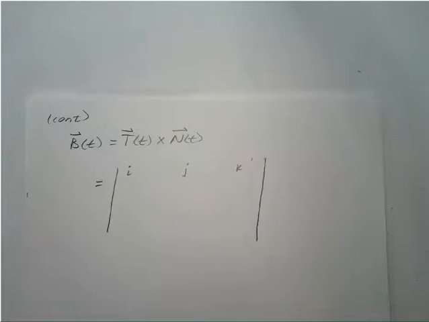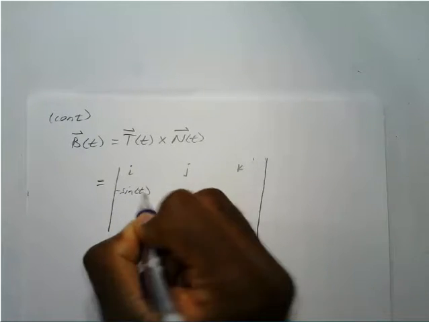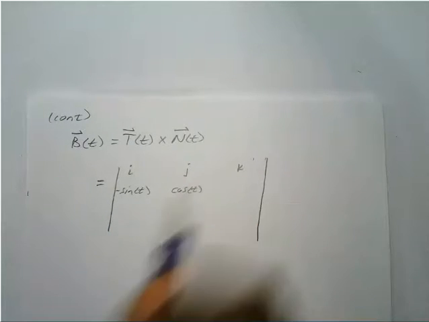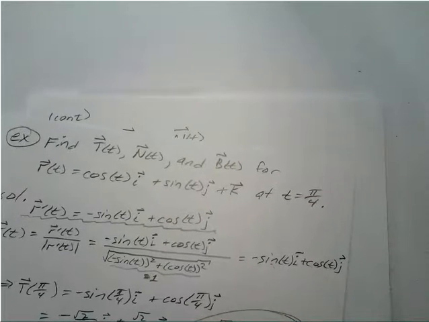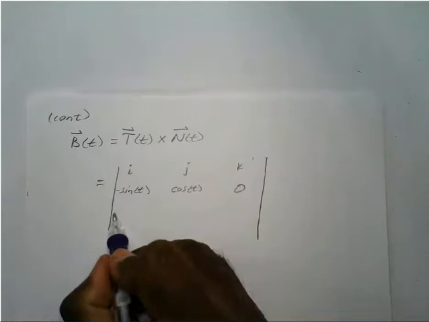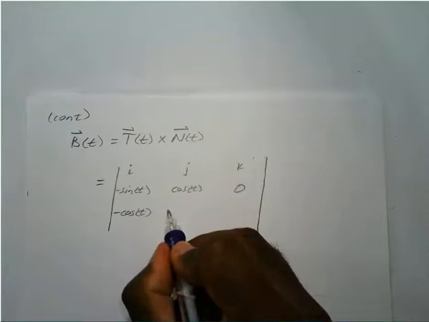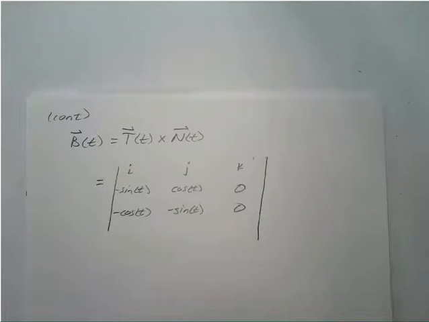All right, so that gives us negative sine of t, you have cosine of t, and then remember it's 3D, so you have a k. In this one, your k is actually equal to 0. Same thing with your normal vector. We know that that is negative cosine of t, minus sine of t, and again that k is 0.